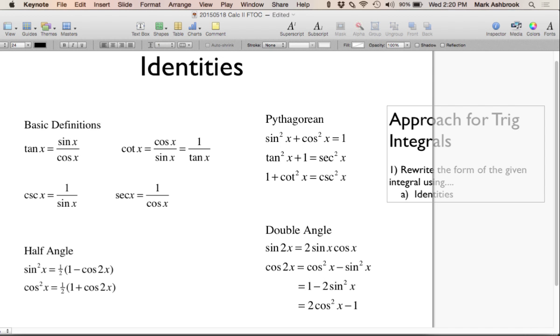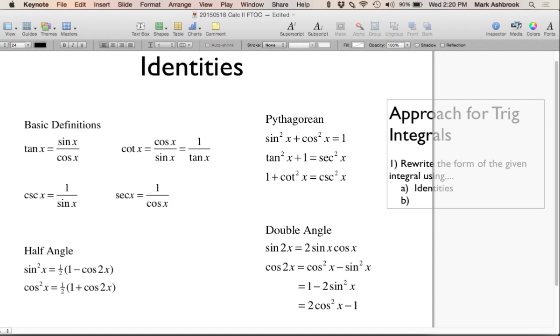The other thing is just a lot of algebra, okay? So with identities and algebra, you're rewriting the given integral, okay? You're rewriting the given integral. In order to do what? Well, in order to get an easy trig antiderivative, or to set it up for undoing the chain rule. That's basically what happens with these.